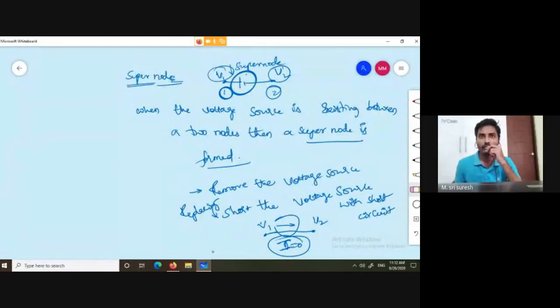Now we'll see an example of the supernode equation so that you will get more clarity about this.